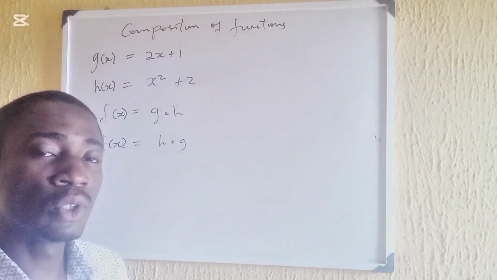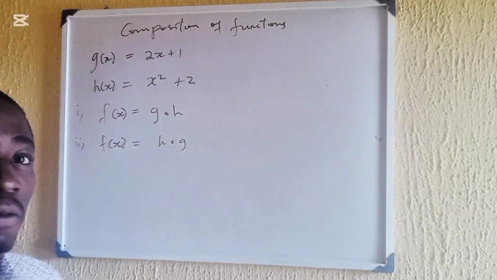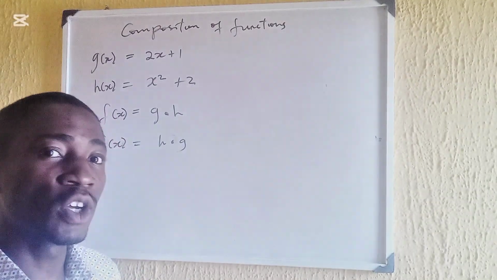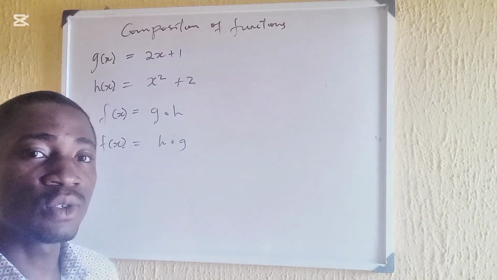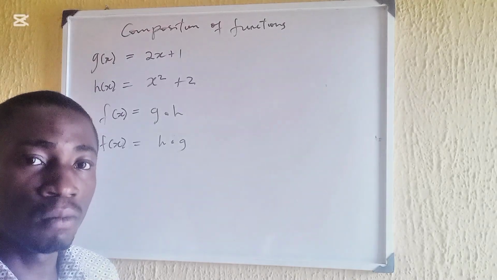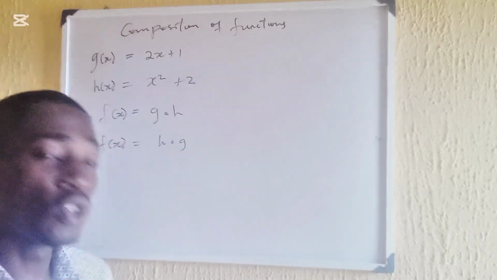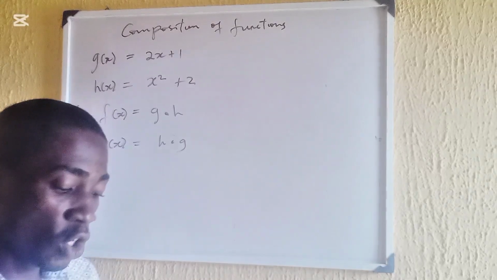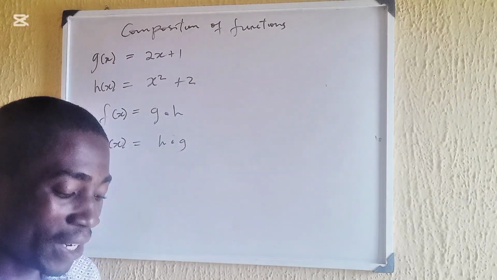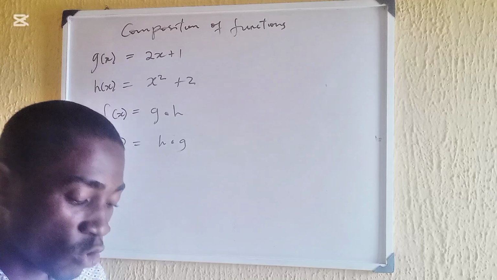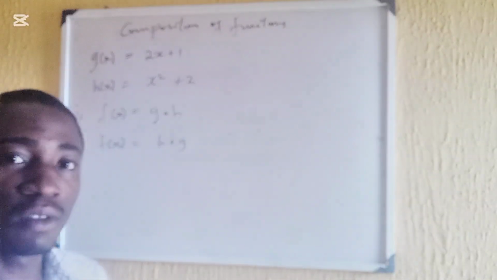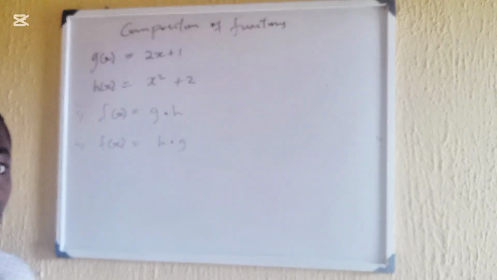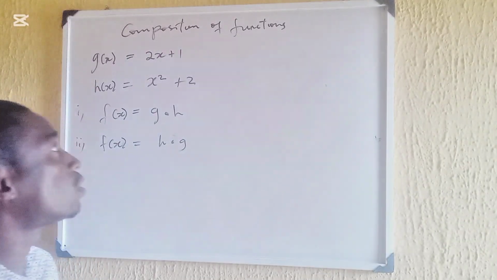Now, the next thing we want to talk about is the composition of functions. Take note, I didn't say function, I said functions, because we need to have at least two functions to talk about composition. So, what's the composition of functions all about? The composition of two functions is a new function that is formed by applying one function to the output of another function. So when we apply one function to the output of another function, we call it the composition of functions.